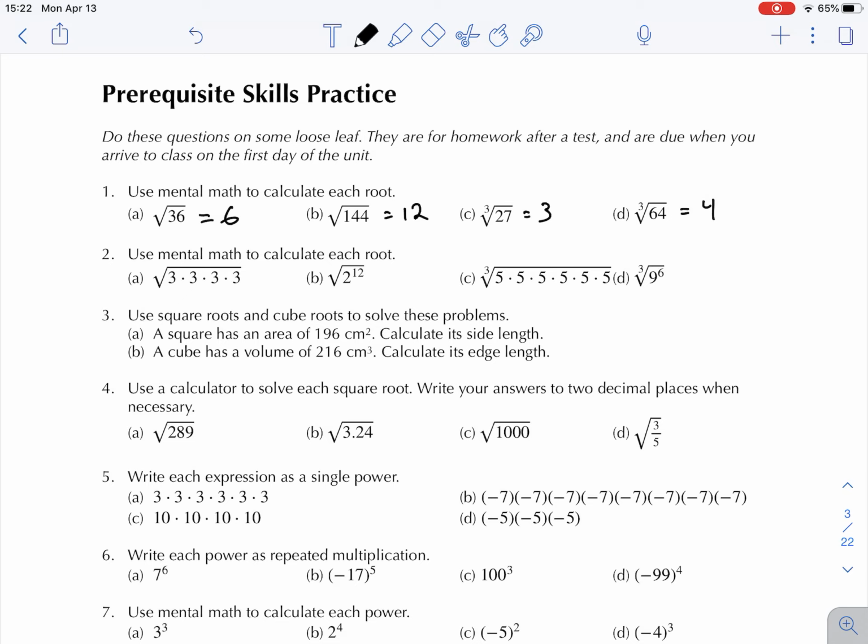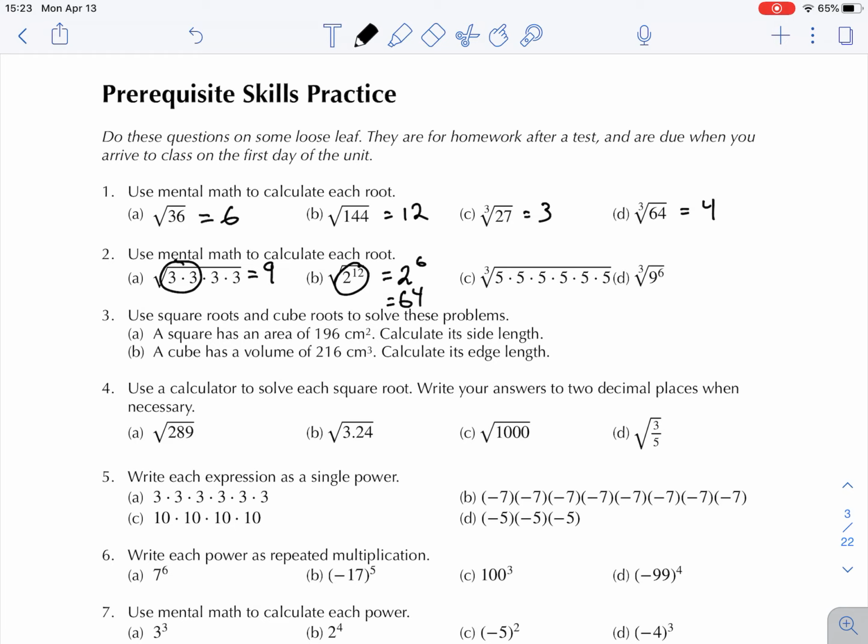Use mental math to calculate each root. Number 2. The square root of this, we divide it into 2 equal groups, and one of those equal groups will be our square root. So the square root of this will be 3 times 3, or 9. The square root of 2 to the power of 12 will be 2 to the power of 6. 2 to the power of 6 is 2, 4, 8, 16, 32, 64.